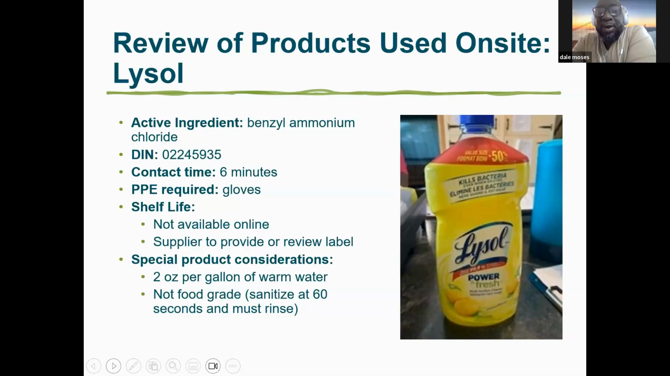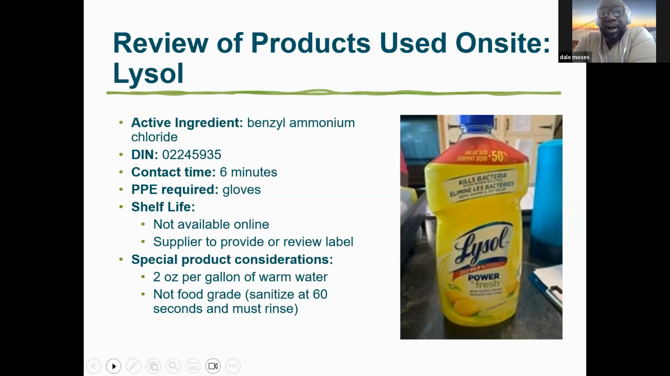But with this product, PPE, still gloves are required. Shelf life not available, but the supplier does provide a review label that tells you what it is, and again also tells you how to mix the product. So, special product consideration: 2 ounces per gallon of warm water, not food graded, sanitized at 60 seconds, and must rinse. So some of these products that we do use as well, they're good products that can be used as sanitizers. And sanitizing is, again, cleaning the surface. It doesn't necessarily disinfect the area, but it sanitizes the area. And usually the contact time for sanitization tends to be a little bit less than cleaning and disinfecting contact times as well.